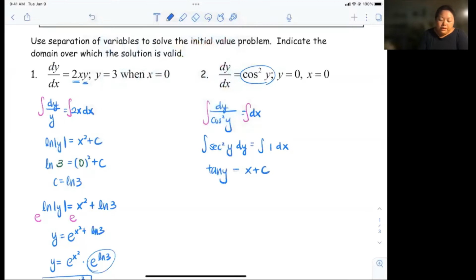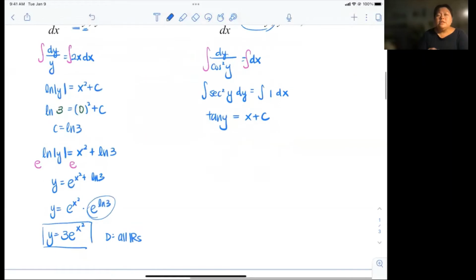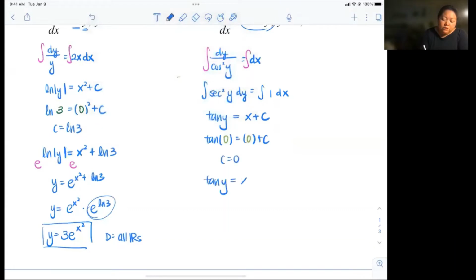So this becomes tangent of y equals x plus c. And at this point, right, the antiderivative of secant squared is tangent. So this works out very nicely. Plug in 0 and 0 for our x and y. So I have tangent of 0 equals 0 plus c. Tangent of 0 is very nice, it's 0, so c equals 0. Hence, my answer is tangent of y equals x.